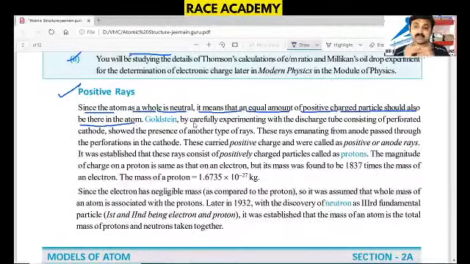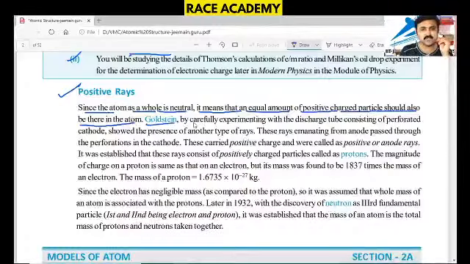Because once electrons were discovered, which are negatively charged and present in the atom, that indicates the atom should not be negative. It is neutral. To balance its charges, there should be some positively charged particles present. That is the meaning of this study.